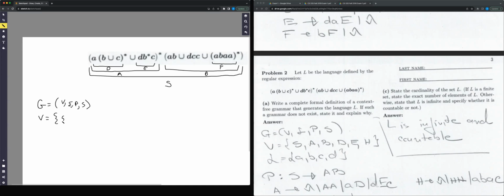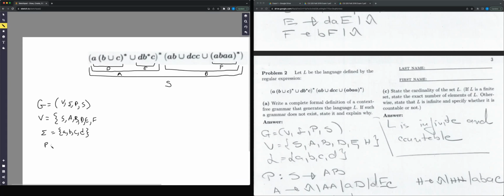So let's start with this. So S, we know that we're going to use an A, we're going to use a B, we're going to use a D, we're going to use an E, and then we're going to use an F. And then if we need more variables, we'll just keep it open. Who cares? Yeah, and now sigma. How do we figure out sigma? Well, I see an A, I see a B, I see a C, I see a D, and nothing else. So that's my alphabet.